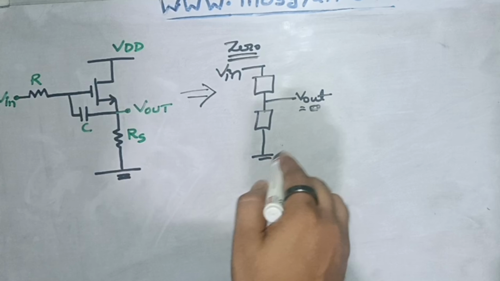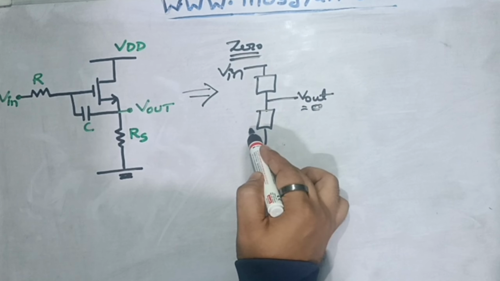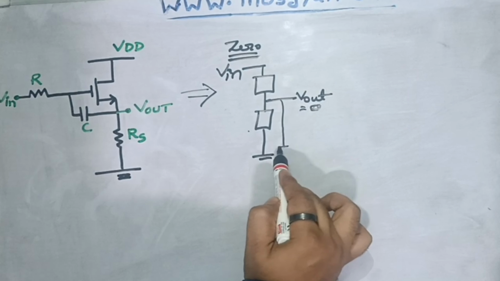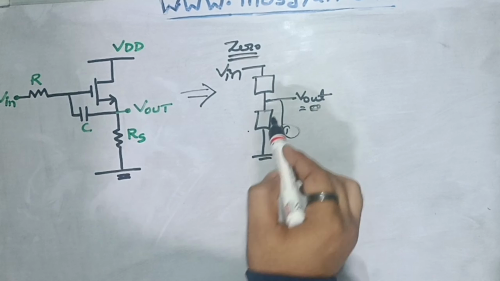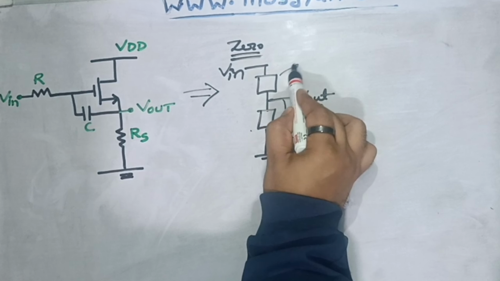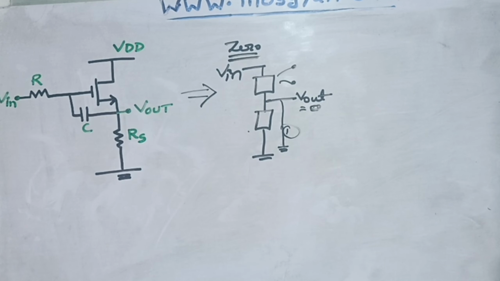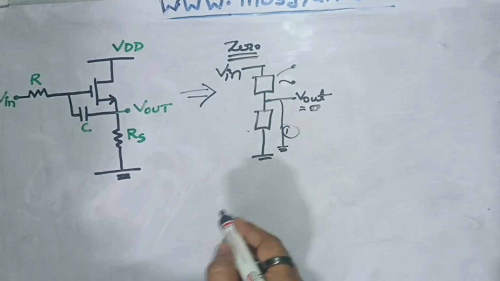Now Vout can become 0 in two conditions only. Either we short this from here to here. If we provide a short circuit path, Vout will become 0. That's the first condition. And the second condition is if we make this path an open circuit, so no current will flow from Vin to Vout, that means Vout will be sitting at 0, right? So let's first transform this circuit into this part and then we will analyze the zero for this circuit.